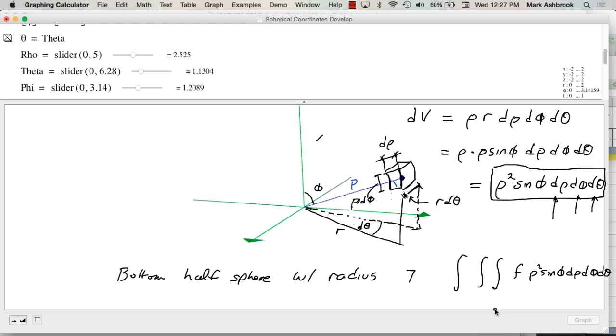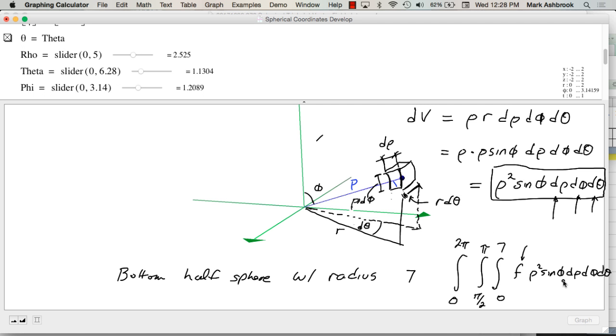So rho would go from, Trevor, what do you think? Rho would go from what? 0 to 7, right? Because the solid goes all the way to the origin. So the starting place is 0, and then the ending place is 7. And then phi would go from pi over 2 to pi. Because you'd be starting at the xy plane. That would be exactly pi over 2 tipped down, and then you'd be tipping all the way down to the negative z-axis. And then theta would go from 0 to 2 pi. So if you were integrating over the bottom half sphere with radius 7, those would be your spherical limits. And you'd have whatever function, you'd have to get that function in terms of rho, phi, and theta, and then the rho squared sine phi multiplies times the function, just like r did before, right?